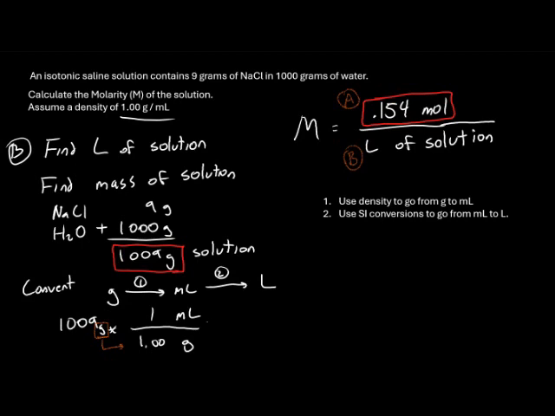Now we'll multiply by another fraction. We'll take the milliliters from the top, move them to the bottom, and remind ourselves that we are going to go to liters. According to the SI conversions, 1 liter is the same as 1,000 milliliters. So our operation is 1,009 times 1 and divide by 1,000. If you divide this in your calculator, you will get 1.009 liters. This is our answer to part B because this is the liters of solution.